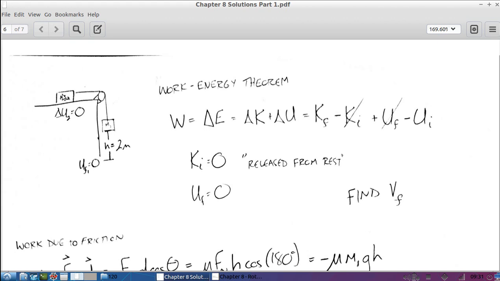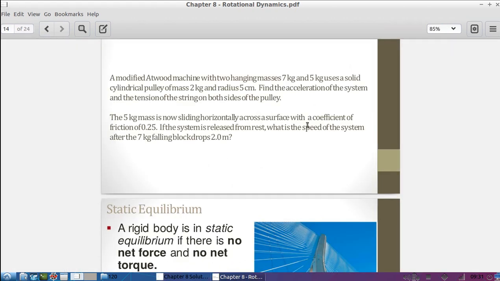So I'm going to put M2 on a horizontal surface, right? And I do believe there is friction involved. There's a coefficient of friction between the surface and M2 of 0.25. So we're releasing the system from rest. We're looking for the speed of the system after the hanging block drops 2 meters.